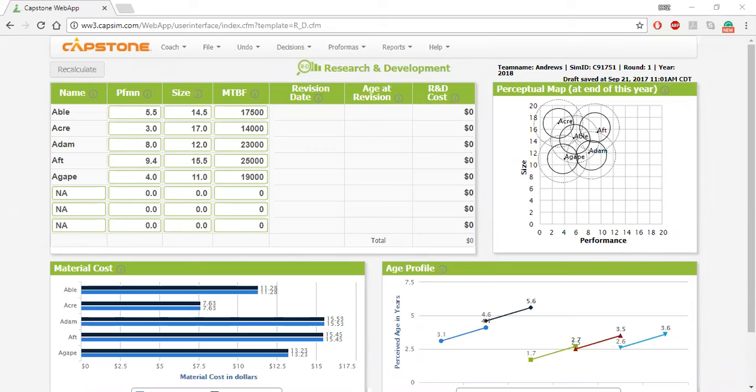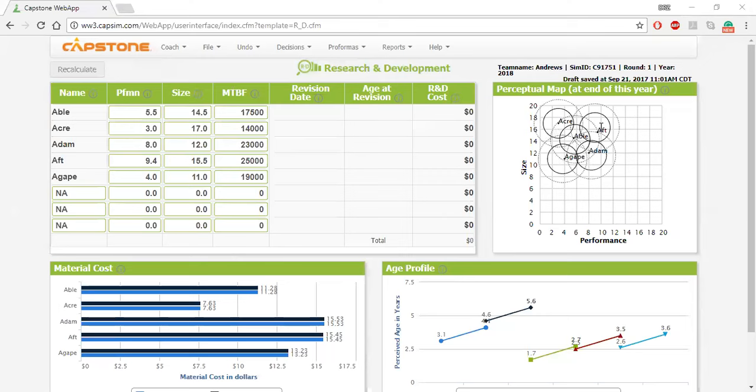Well, first, within the R&D function, you need to have the performance, size, and mean time before failure aligned with the consumer's buying preferences. Associated with that is the perceived age of the sensor, which we'll talk about momentarily, and then also adjusting the price to the segment specifications within the marketing function. On the right, we see our perceptual map. We have the low-end segment, the traditional segment, the high-end segment, the size segment, and then also the performance segment.